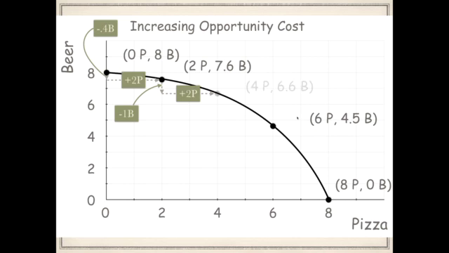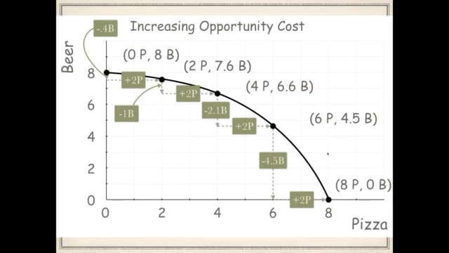And we can continue on. We can go from 4 pizzas to 6 pizzas. And how much beer production has to be decreased? It has to be decreased by 2.1 beers in order to gain 2 pizzas. And finally, if we want to move to a position where we're producing nothing but pizza and no beer, we have to give up 4.5 beers in order to increase pizza production by 2 units.